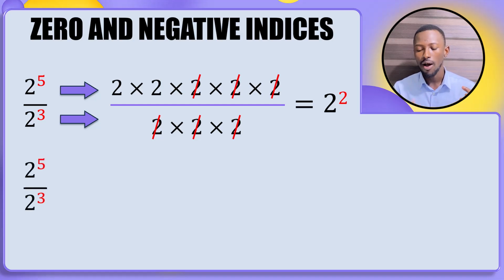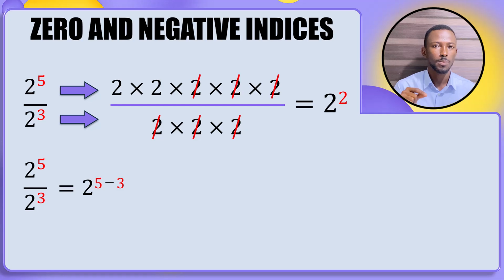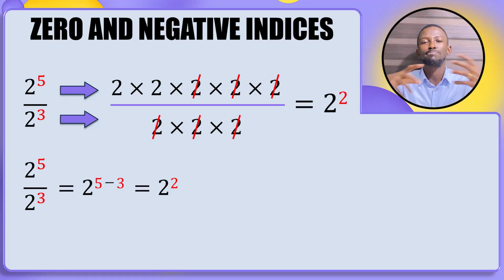That is 2 to the power 5 divided by 2 to the power 3 is the same as 2 to the power 5 minus 3. So the powers, we subtract the powers. The powers are 5 and 3, subtract them. And that gives us 2 to the power 2. So you can see that this is a shorthand way of doing it instead of expanding and cancelling out. Good. So this is what we did in our previous lesson.